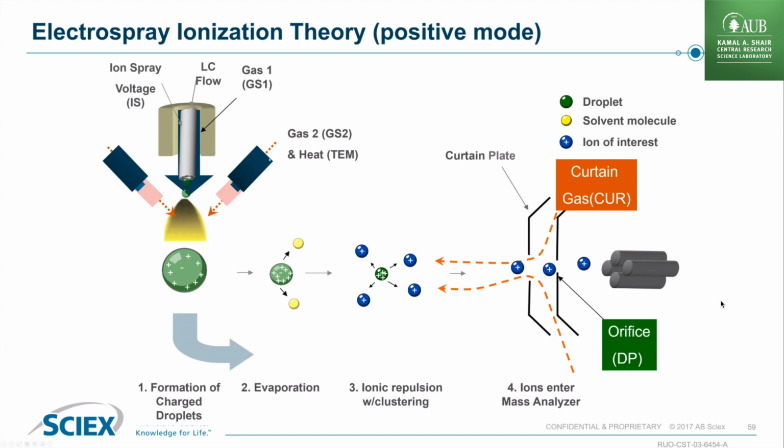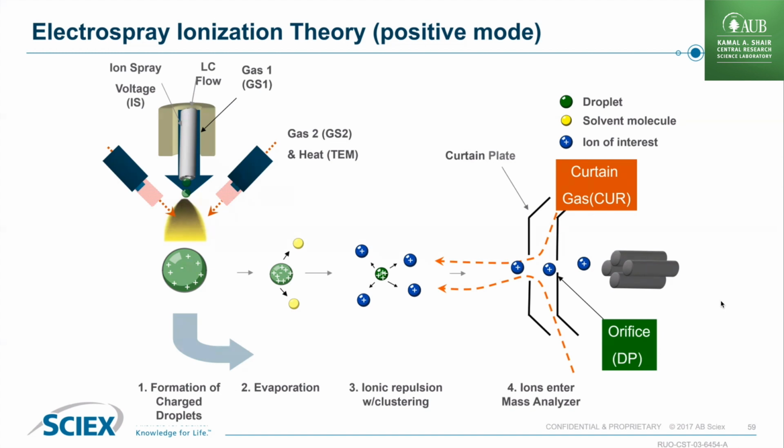Now these are the two heaters, and the heaters have the settings gas 2 and heat temperature. These heaters are just working like little hair dryers. Right? When you have your hair dryer, what's happening in the hair dryer?